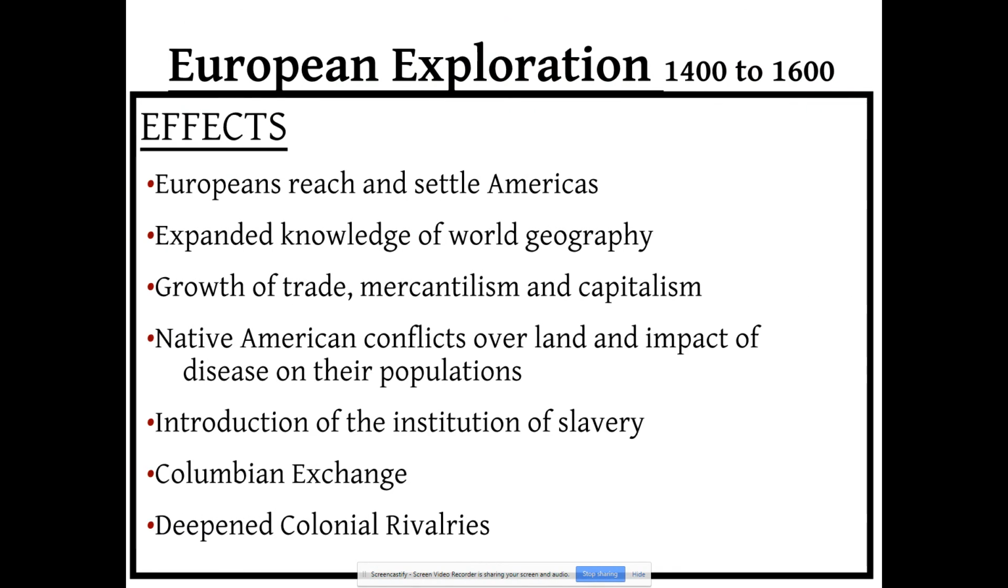So, to sum up the major effects of European exploration, Europeans finally discovered the Americas and settled there. As a result, native populations were severely affected. Slavery became an important aspect of colonial life. Slaves provided the majority of the manual labor needed to sustain the colonies after the Native Americans proved to be ineffective. The Columbian Exchange changed the landscape of both Europe and the Americas, and this led to a lot of colonial rivalries because countries each wanted their own chunk of North America.